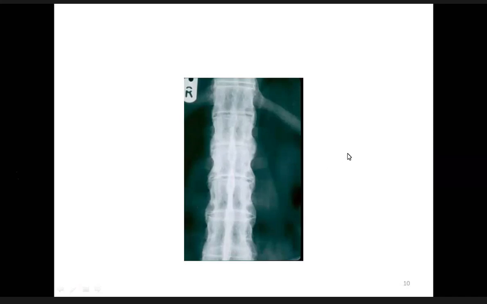Right. So these are X-ray findings of advanced ankylosing spondylitis. So we have to identify them, we have to confirm the diagnosis, and we have to initiate therapy to prevent them from developing or going into these late stages. Right?